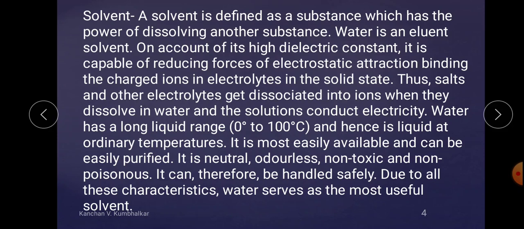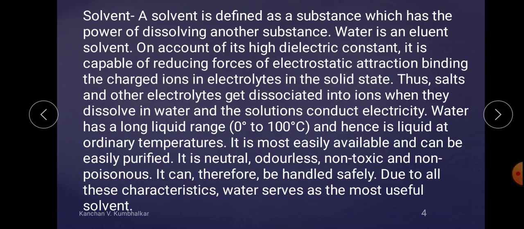Now what is meant by solvent? A solvent is defined as a substance which has the power of dissolving another substance. Water is an eluent solvent. What is the meaning of eluent? Eluent is a carrier compound in which another substance gets dissolved. So the solvent is nothing but a substance which has the power of dissolving another substance.